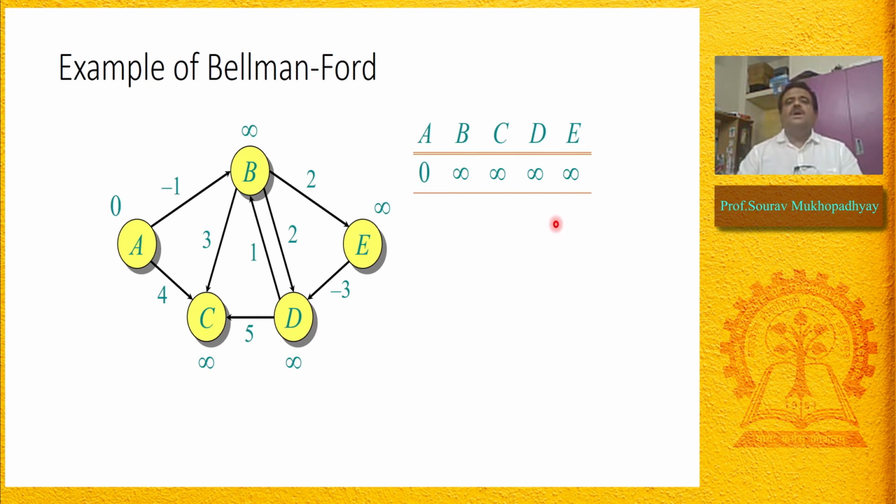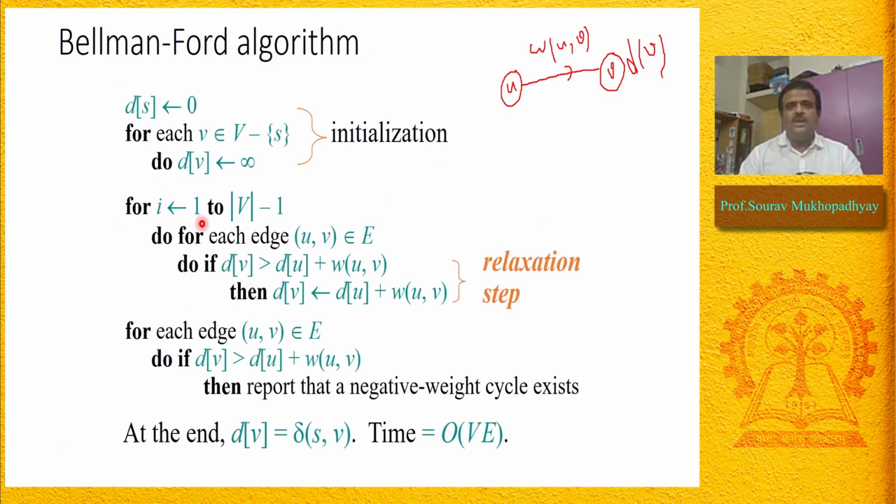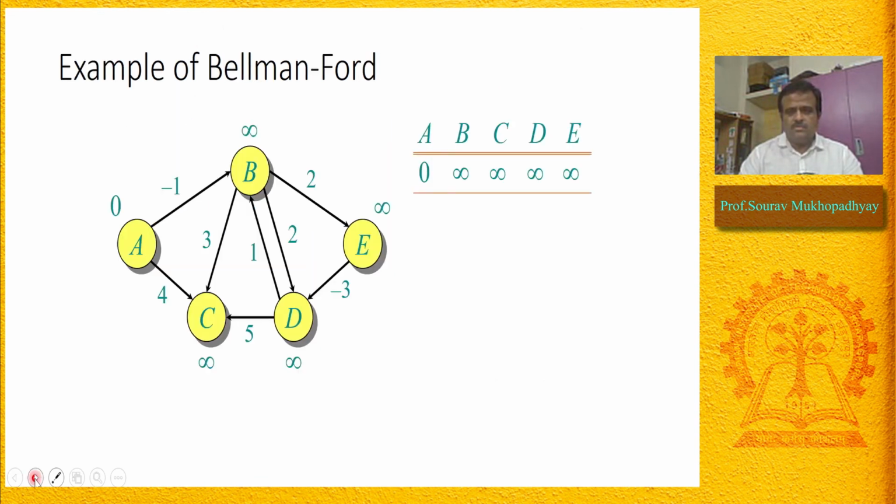Now we have an outer loop, for i equal to 1 to V minus 1, order of V minus 1 times. We need to do this loop, and this inner loop size is order of E. For every edge we need to check this. So we can do some edge numbering. Say this is edge number 1. We check this. So this is U, this is V. This is infinity, this is also infinity, no relaxation is possible. This is edge number 1.